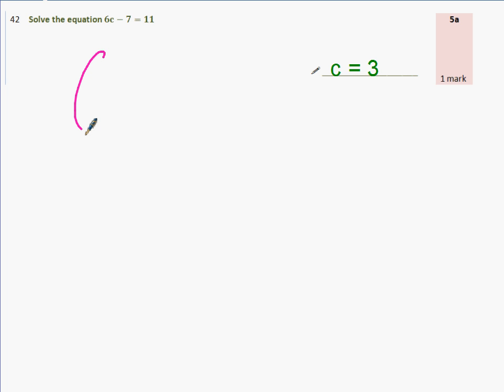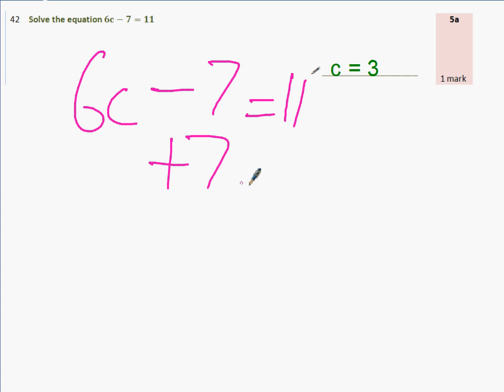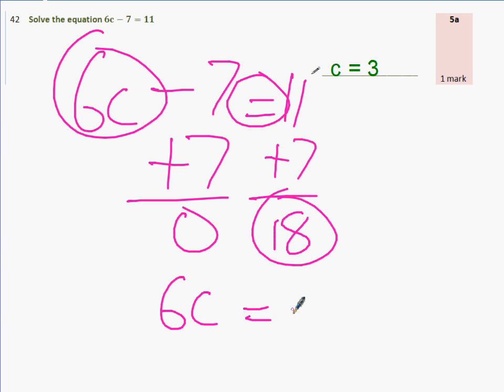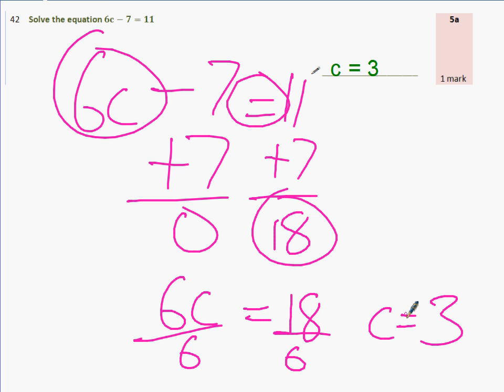Solve the equation 6c take away 7 equals 11. We'll start by adding 7 to both sides, and then rewriting what I've got left. I've got the equal sign, I've got 6c, and I've got 18. 6c equals 18, so divide both sides by 6, and you get c equals 3.